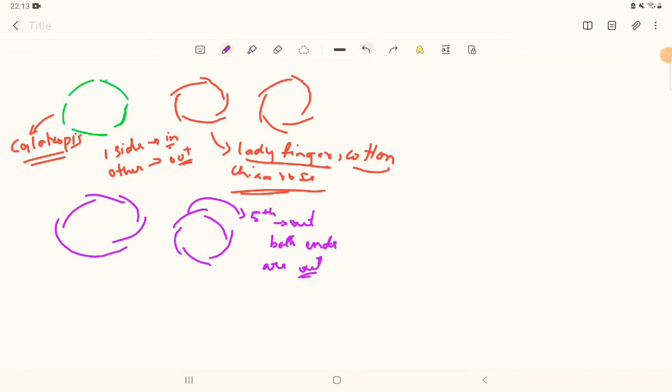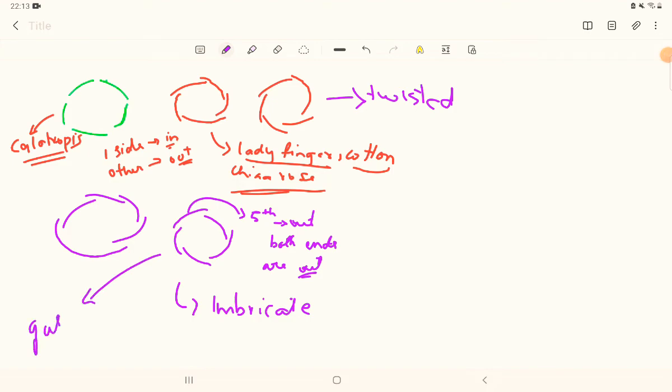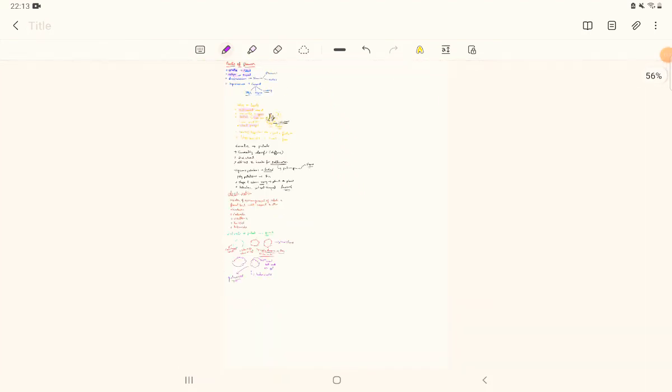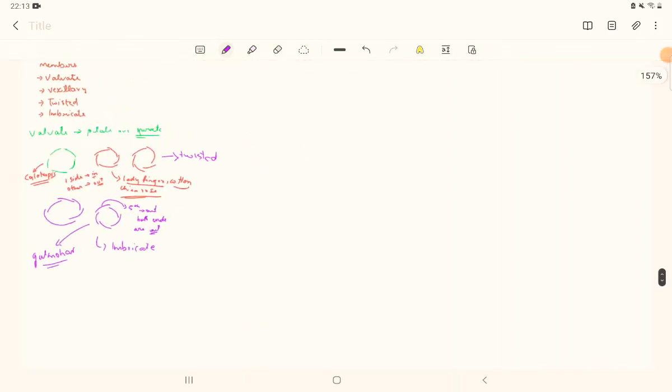So this is what twisted is, and this is called imbricate. This is found in cassia or gulmohar. The best one is gulmohar. Next, these are the notes that we have made till now.